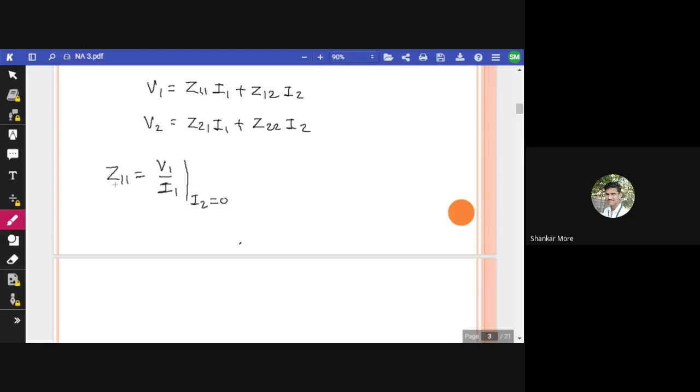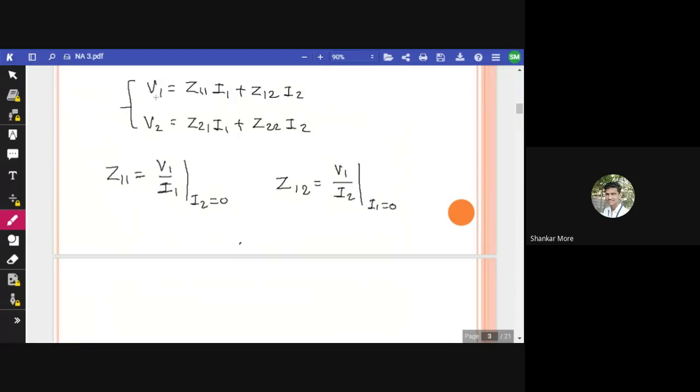Okay, Z11 is equal to V1 by I1, and we consider I2 as 0. Now, if we want to calculate Z12, it will be V1 by I2, and in this case we will consider I1 equal to 0.